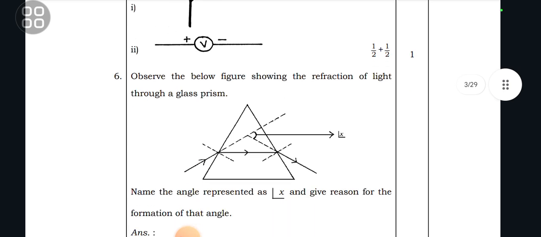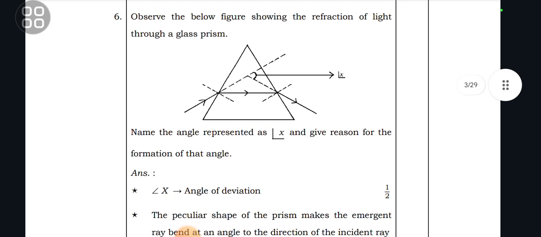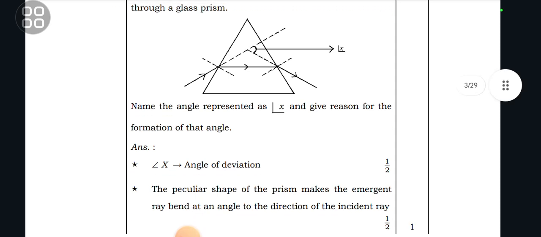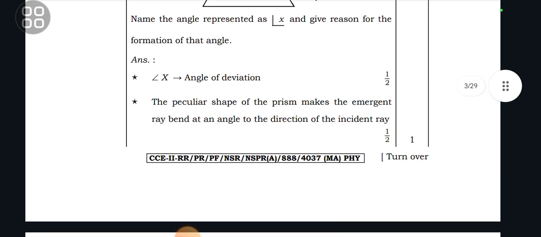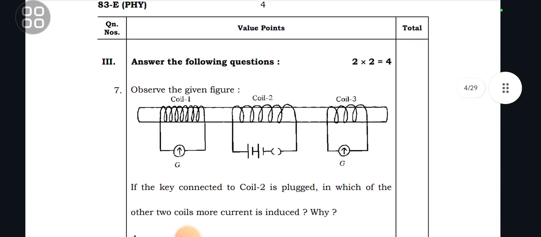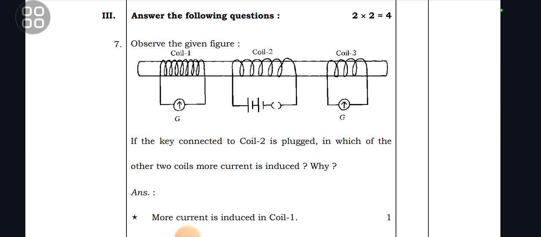Observe the figure below showing the refraction of light through a prism. You should answer this question. Name the angle represented. This is in the Human Eye and Colourful World chapter. You should learn which angles are for what purposes. You should write the answer. Here observe the given figure. It shows magnetic field lines. From the magnetic field lines, a 2 marks question is asked.